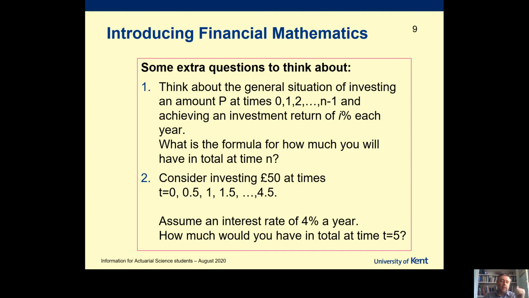So here, again, you can go back to the previous example. You've now got 10 different payments to look at. And again, you'll get a geometric series, a slightly different geometric series this time. You should be able to sum that geometric series and get a formula which you can then evaluate for the total amount we'll have invested at time 5 for this situation.